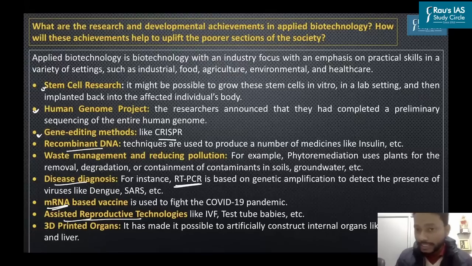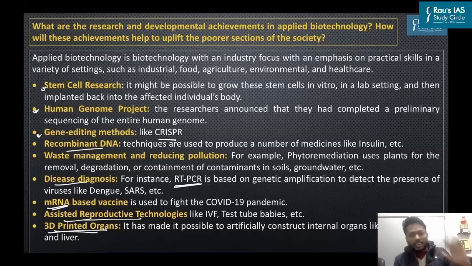UPSC in 2018 in the prelims exam asked about 3D printed organs. It asked about the application of 3D printing, and one of the options was bionic ear. Bionic ears can also be produced through 3D printing. So, 3D printed organs. And then you can think about other technologies as well. You can think of 10, 20 more technologies apart from those mentioned here. But mind you, it's a 150-word answer, so you have to mention the important ones.